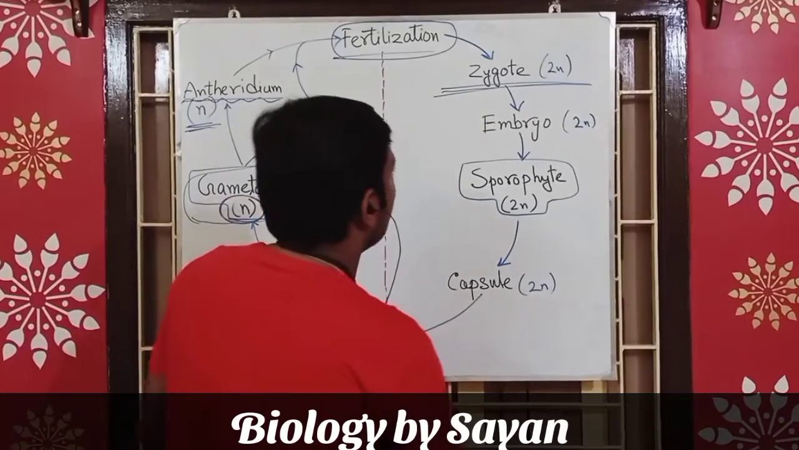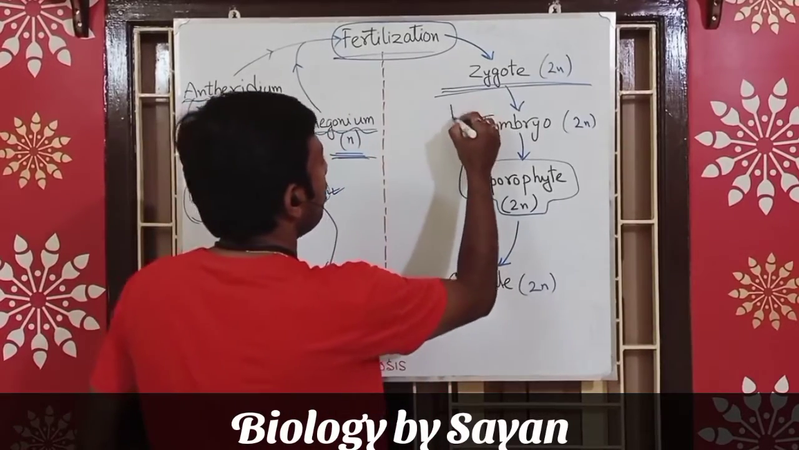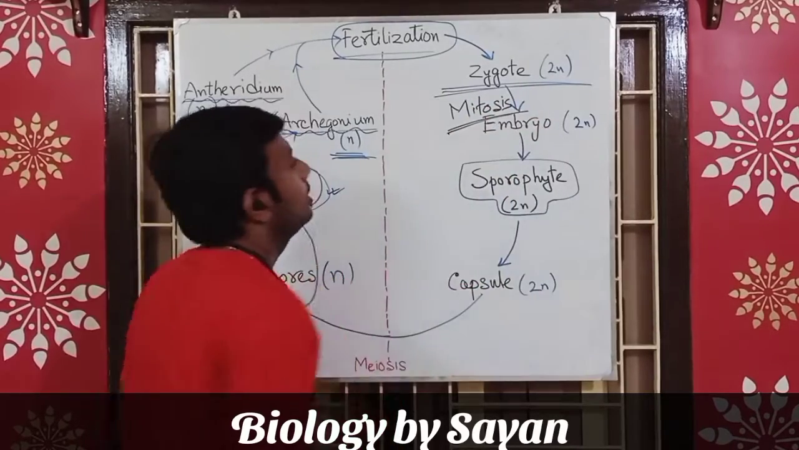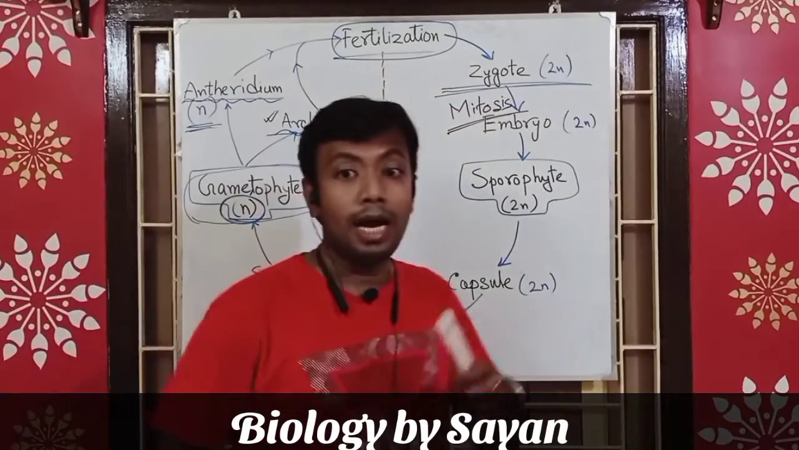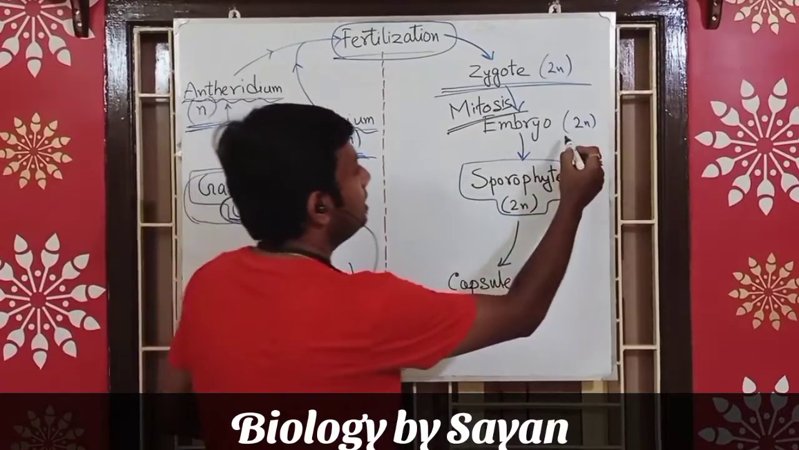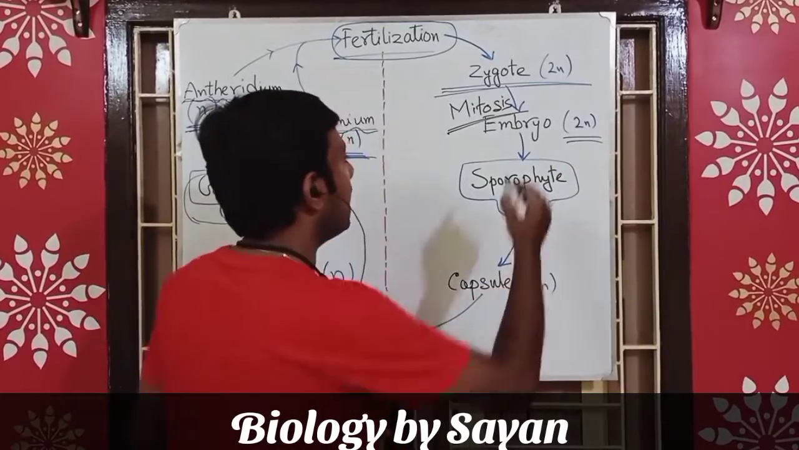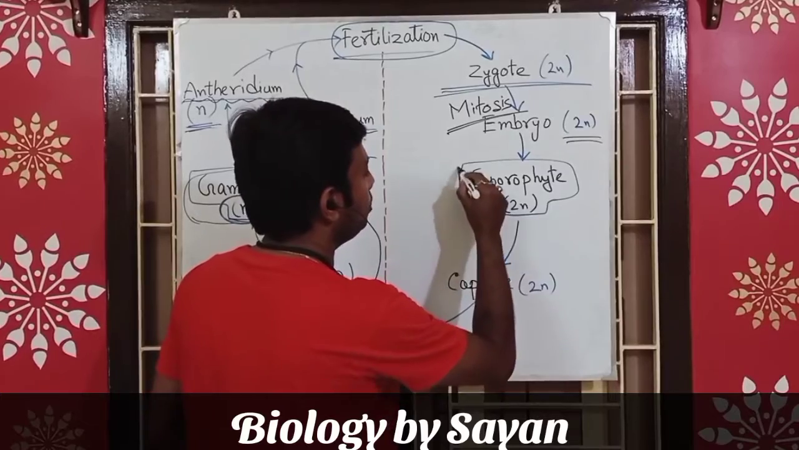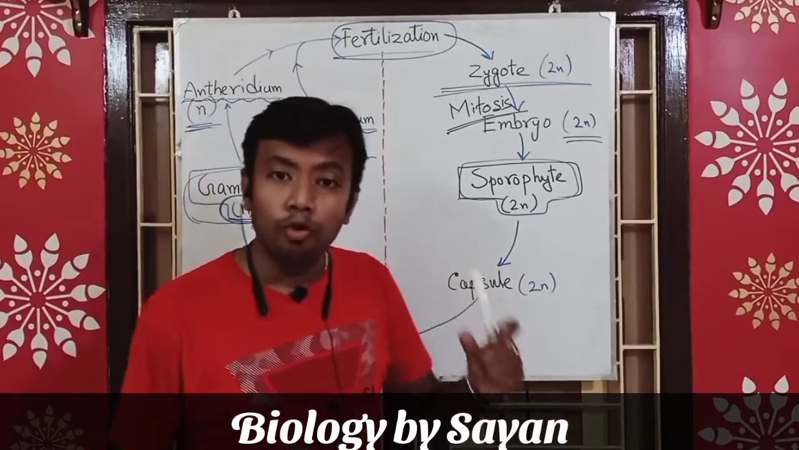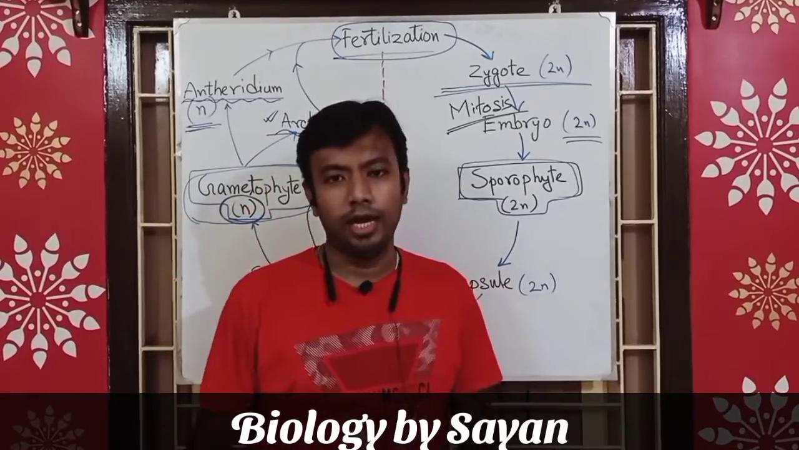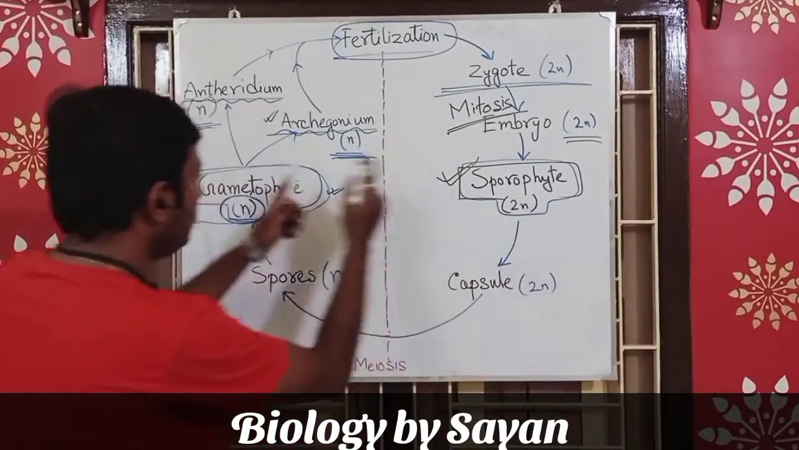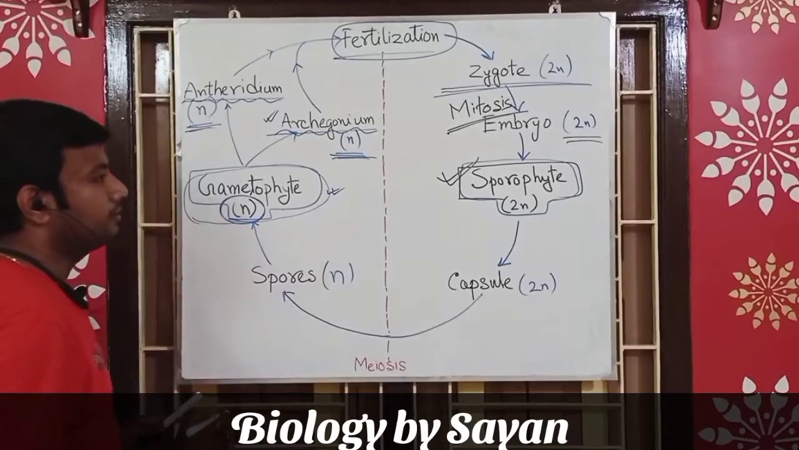After the formation of the zygote, multiple mitotic divisions take place. The zygote forms a multicellular embryo. Here the embryo formation takes place. This embryo is also diploid in nature. That embryo develops into a mature sporophytic generation. This is the other plant part, the sporophytic plant part, the asexual plant part. And in the case of bryophyta, this sporophytic generation is completely dependent on the gametophytic generation.